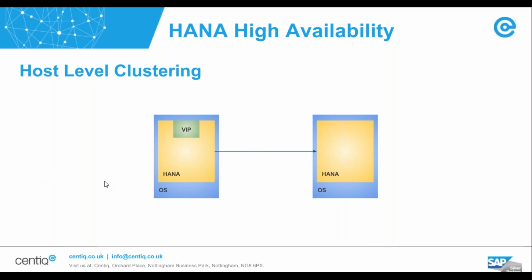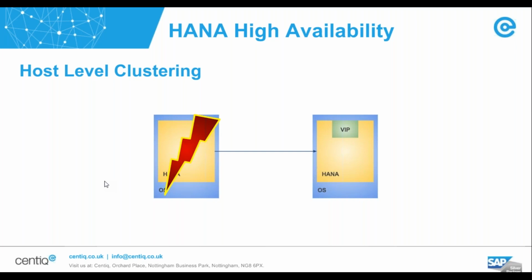If the secondary notices that the primary fails, then the virtual IP address moves over to the secondary node, and then we perform a system takeover automatically as part of the cluster. Now the nice thing with this solution is the replication can be synchronous, near synchronous, or asynchronous, depending on the distance and the bandwidth between the systems.